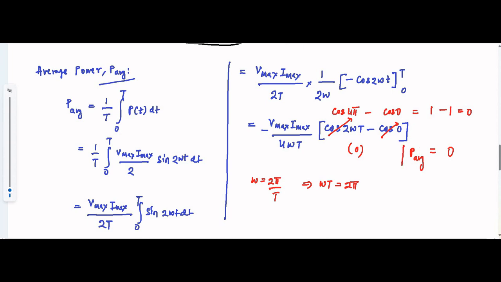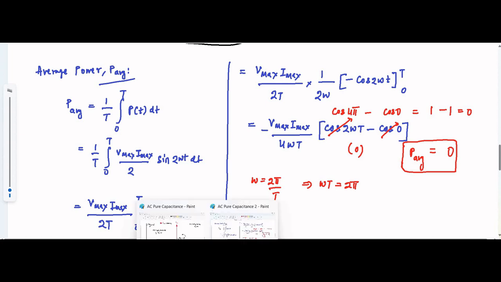So it is the same as the average power in a circuit with pure inductance. The average power in pure capacitance is also 0. Same in inductance and capacitance. The average power is 0 over one complete cycle.